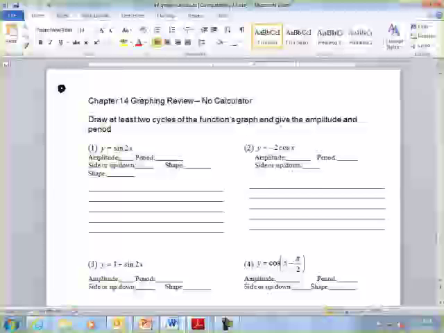But if you feel like you might need to do some arithmetic at some point, you may use a calculator as long as it's not graphing. Also, the directions on the review say that you need to draw at least 2 cycles. On the actual quiz, it's going to be slightly different, so we're going to practice the way that it will actually be on the quiz.